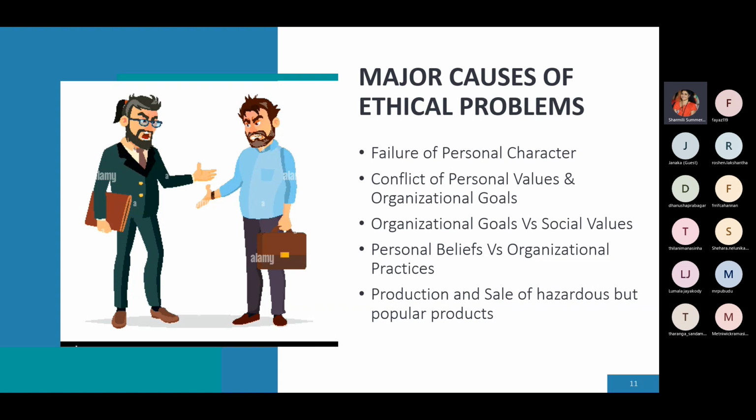Then the conflict between the personal values and organizational goals. That means each and every organization may have some goals. Each and every organization is running to fulfill its goals. But a person also has some values. So for example, if we talk about women, if they are breastfeeding, each and every organization needs to provide 2 or 3 hours for the nursing mothers. That means for the feeding mothers. And at the same time, we also need to follow some suggestions that they are providing.